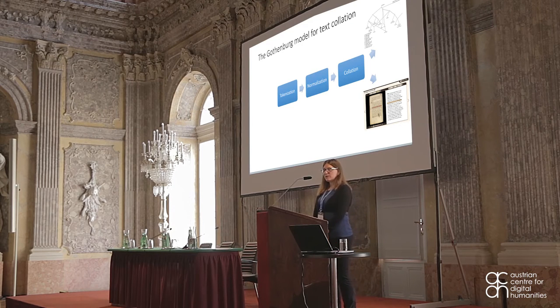Then once you have those tokens, you have to make sure that they are in the form that makes most sense for comparison. This is the normalization step. And then only once you have tokenized and normalized can you collate. There are some steps after this that I've left off the slide, but after collation you might have visualization, and then analysis, and sometimes you might feed this back into the process. But the important part was to break collation down into its constituent parts.